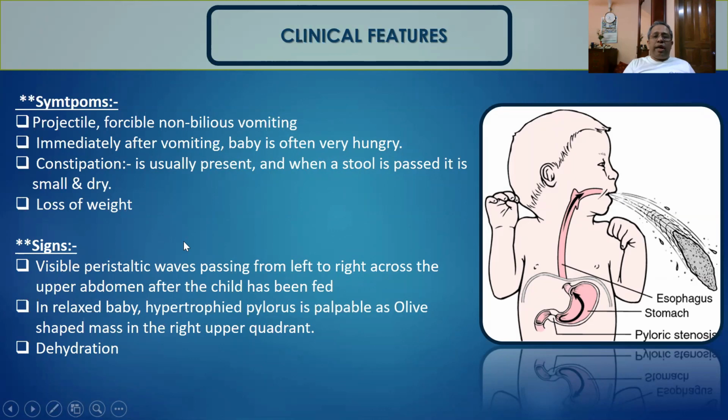But whenever you examine the baby, there are visible peristaltic waves passing from left to right across the upper abdomen after the child has been fed. To overcome the obstruction, the peristalsis is visible. In a relaxed baby, the hypertrophic pylorus is palpable as an olive-shaped mass in the right upper quadrant. And the baby is dehydrated. So these are the presentations.